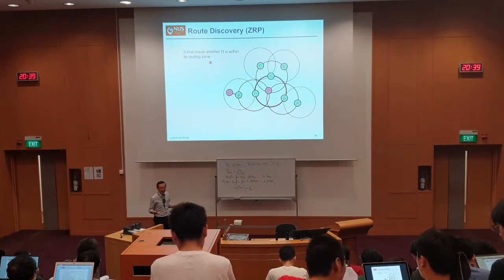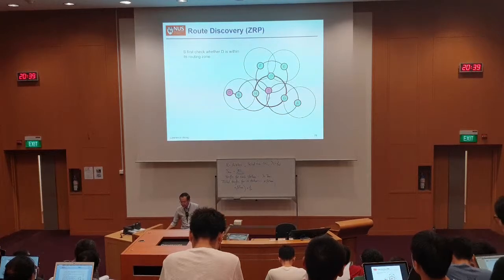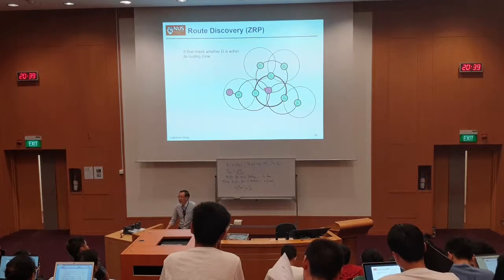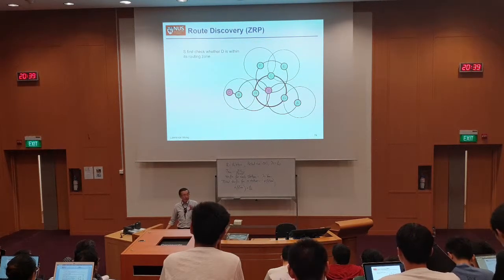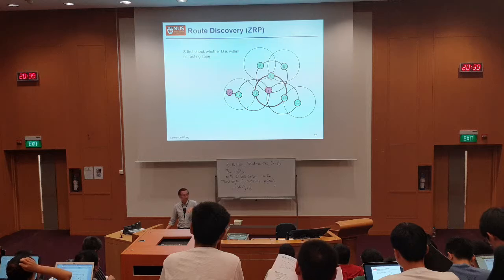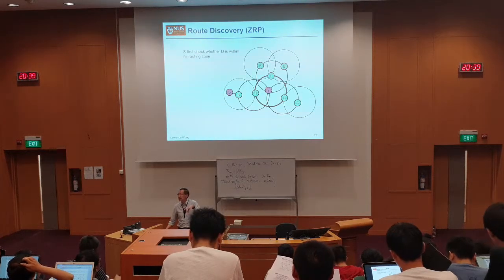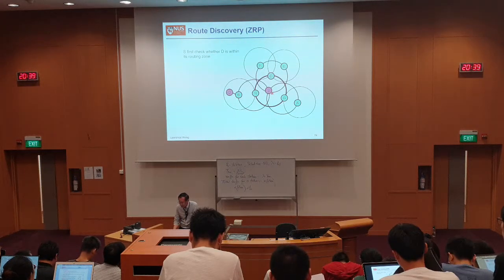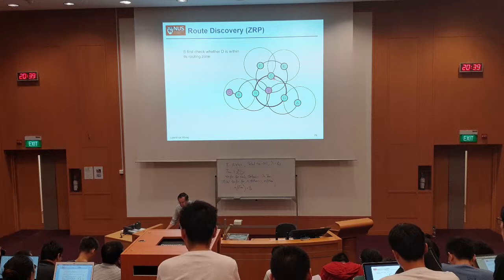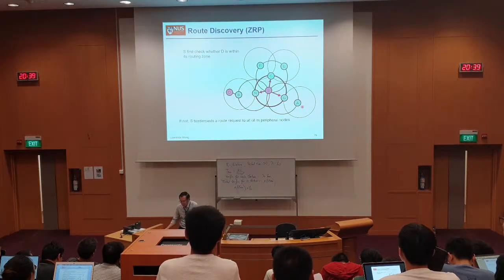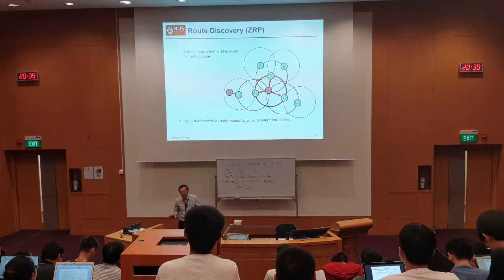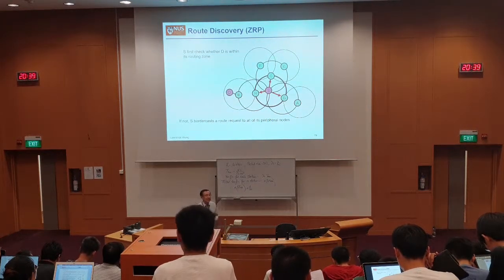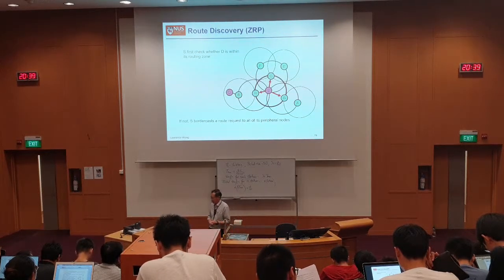So what does it do? S will ask, hey, in my zone here, anyone seen D? No, nobody's seen D, because it's not in my zone. That is using the table, because you're maintaining a table there. As a result, it cannot find D, so it will ask the border nodes. What are the border nodes? C, H, and G. S will broadcast a route request to all its peripheral nodes. It's not called border nodes, it's called peripheral nodes.